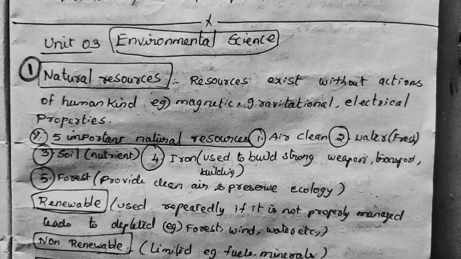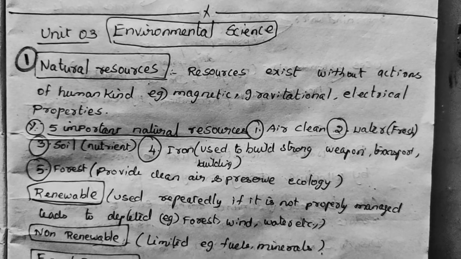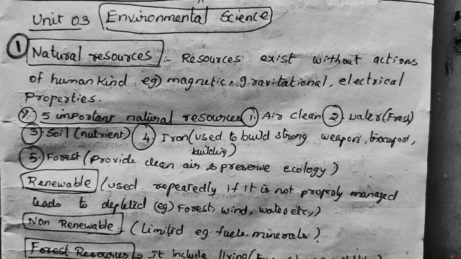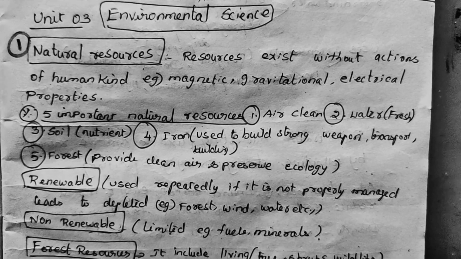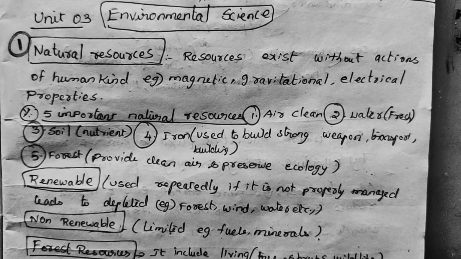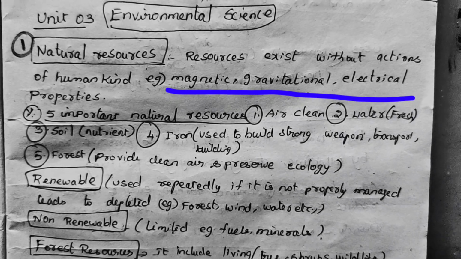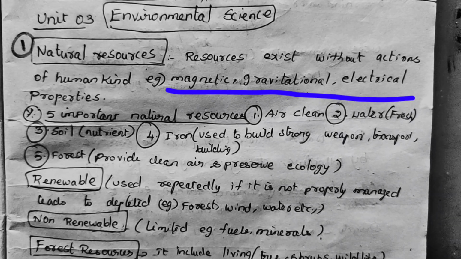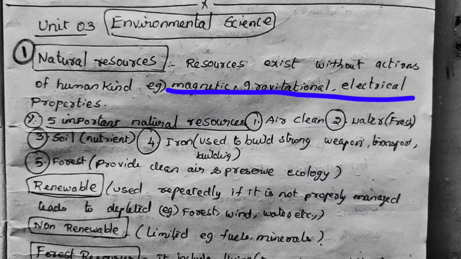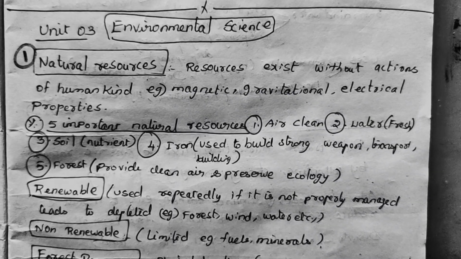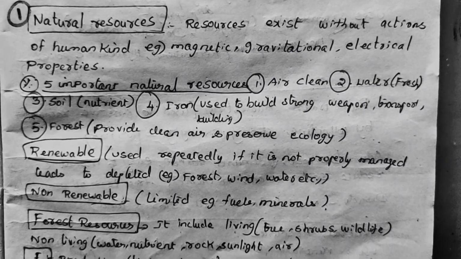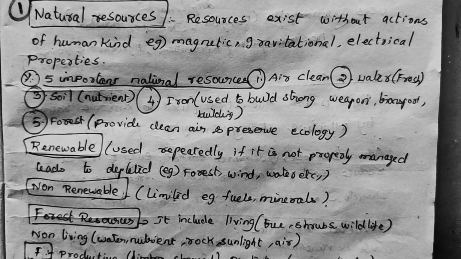Let's move on to Unit 3, Environmental Science. So the first one, natural resources. These are resources that exist without the actions of humankind, for example magnetic, gravitational, and electrical properties. So the main thing is without action of humankind. These are all natural. And there are 5 important natural resources.